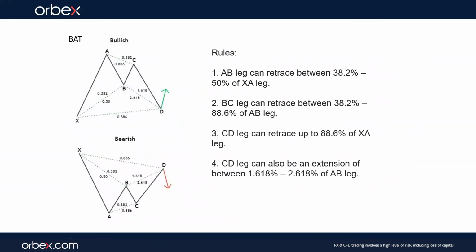And last but not least, we've got the BAT. As I said, I just want to run you through the four most popular, just so you get a general idea of what's going on. So the rules for the BAT are that the AB leg can be retraced between 38.2 and 50%. That's what we've got here, 38 to 50.